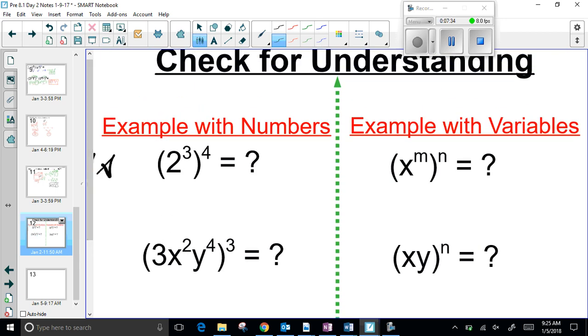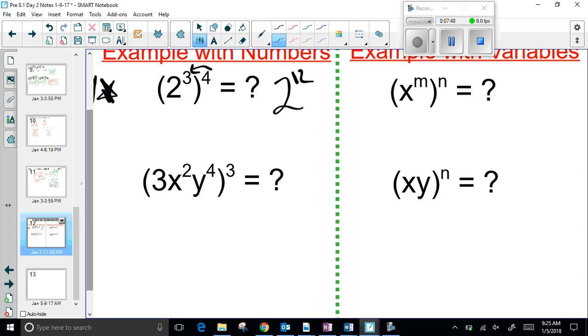So for this one right here, 2 to the third raised to the fourth power, I'm just going to multiply those two exponents together, and you end up with 2 to the 12th power. Please don't try and evaluate that. I don't think that's going to be very nice.